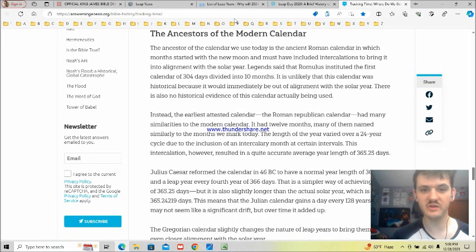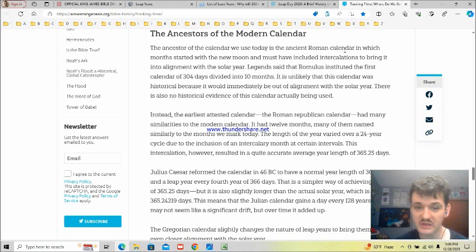So, the ancestor of the modern calendar today is the ancient Roman calendar, which tracked months by the new moon and was adjusted to bring it into alignment with the solar year. The first Roman calendar had 304 days, divided into 10 months. It's likely the calendar was mythical because it did not align with the solar year, and there is no historical evidence of this calendar actually being used.